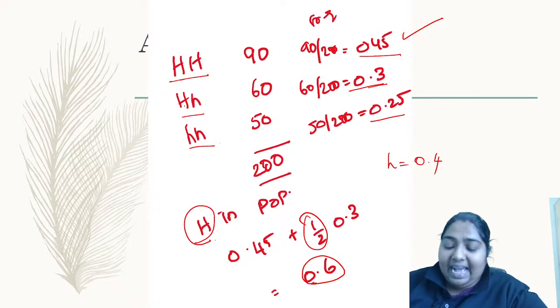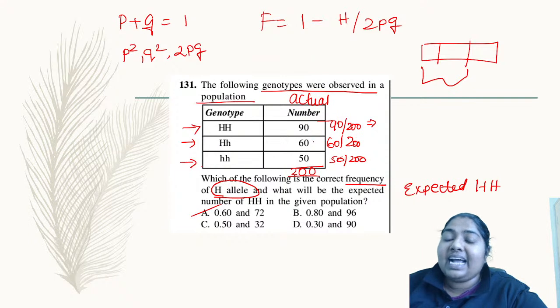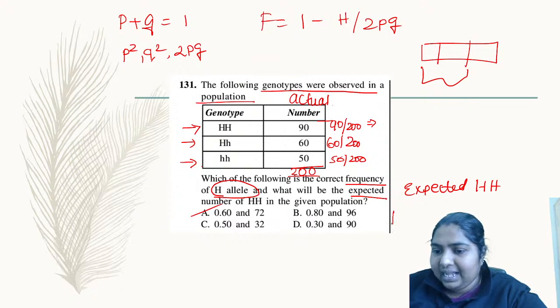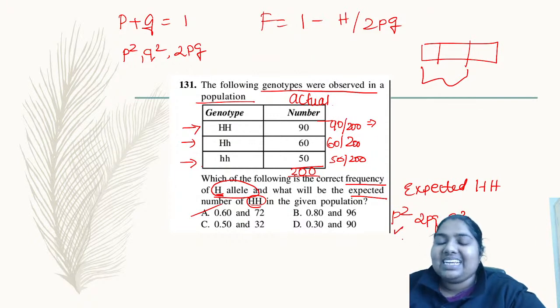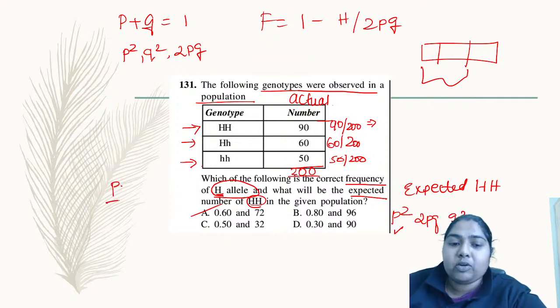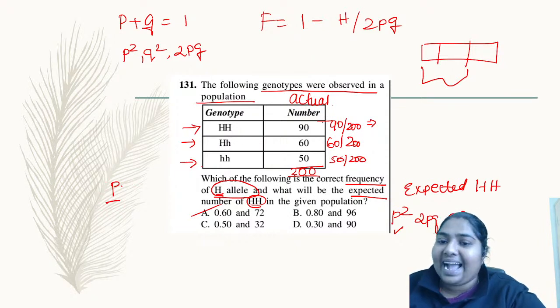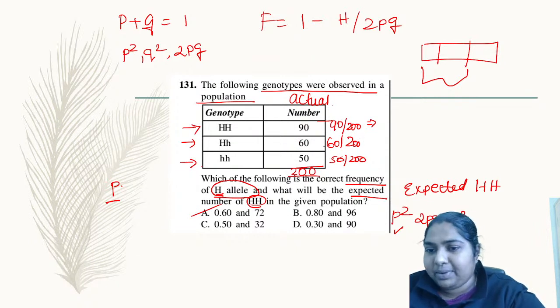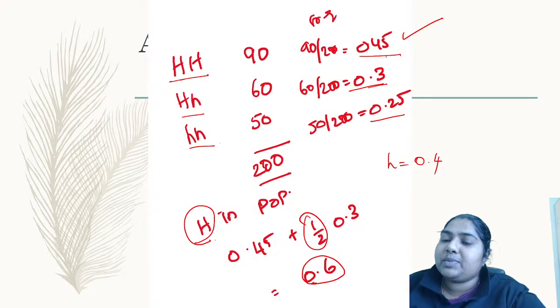As far as this question is concerned, they have given the actual number, but they have asked for the expected number. The expected number is always based on the formula P squared, 2PQ and Q squared. This is the H allele and it is in the HH genotype, so genotype means only this will be the correct answer. First you have to find the frequency, P. To find P, you have the actual number, and you divide it by the total number. So 90 divided by 200 becomes 0.45.